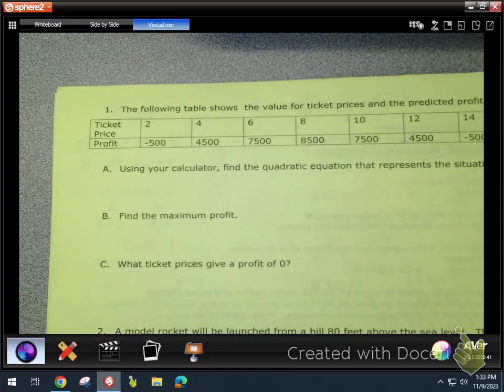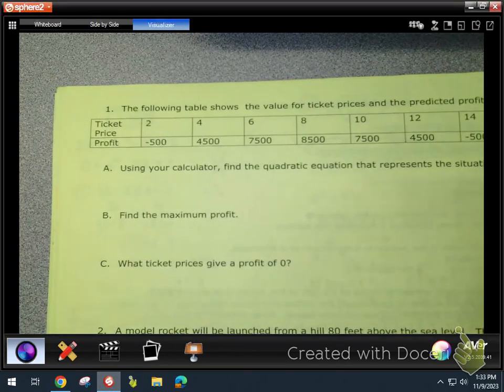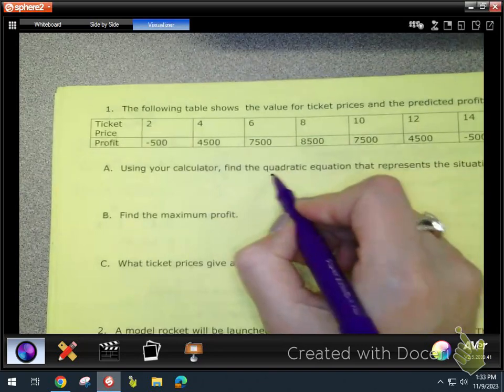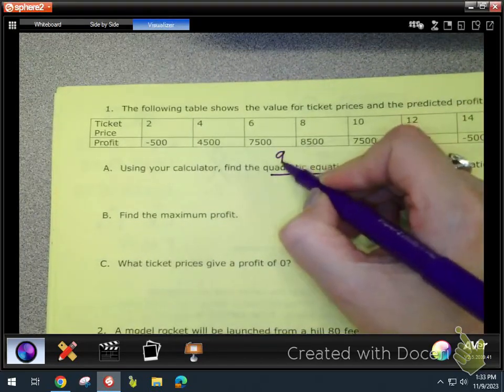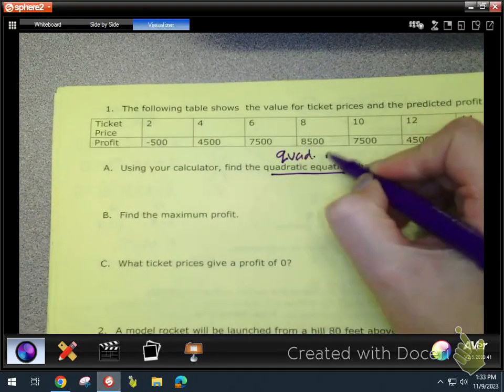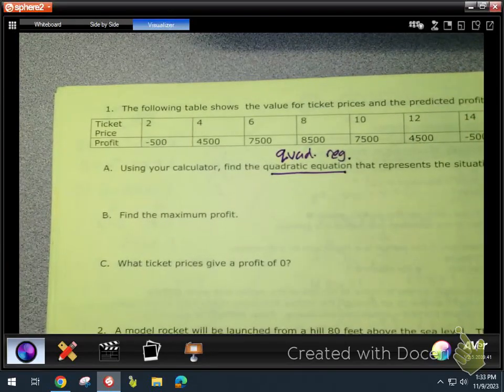Problem number 1. So number 1, it's page 14. It says the following table shows the value for ticket prices and the predicted profit. Using your calculator, find the quadratic equation, which means we're going to do quadratic regression, that represents the solution.